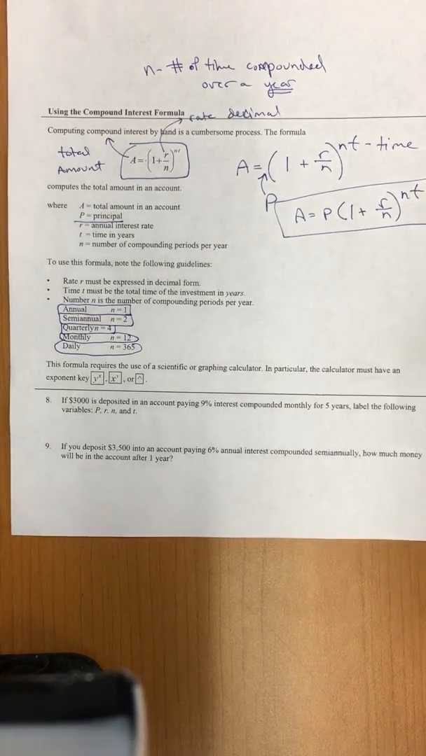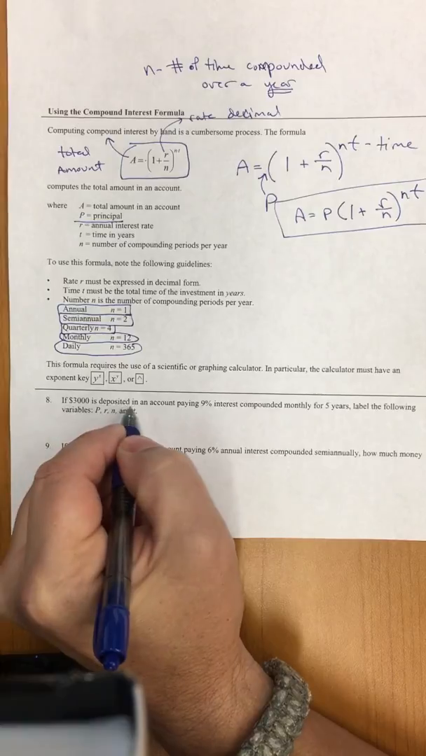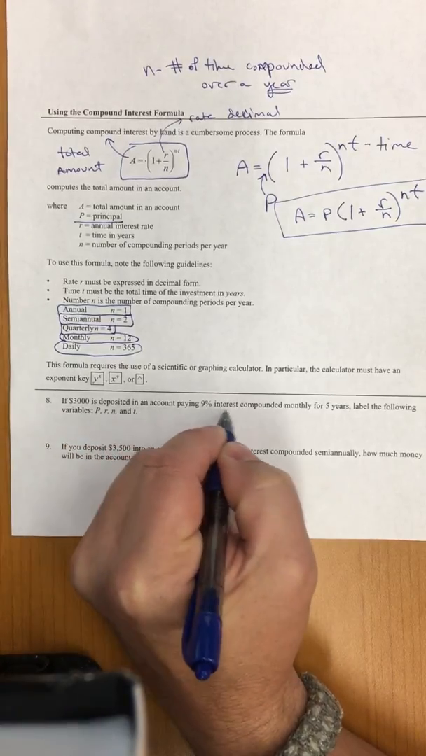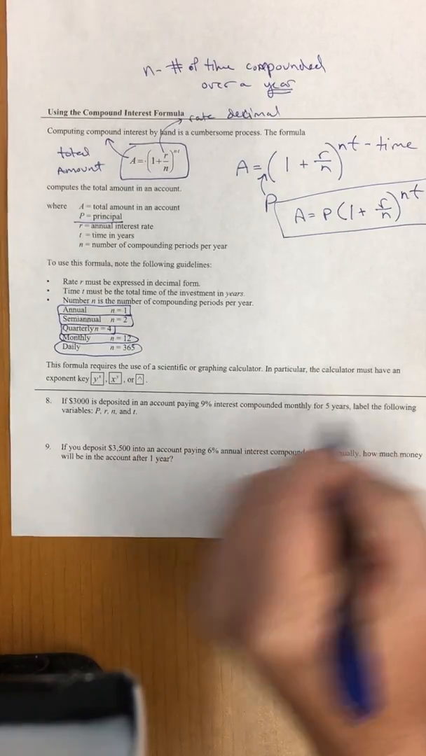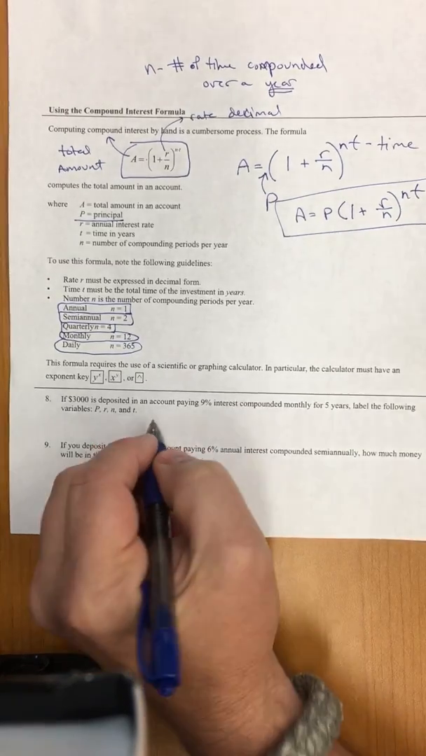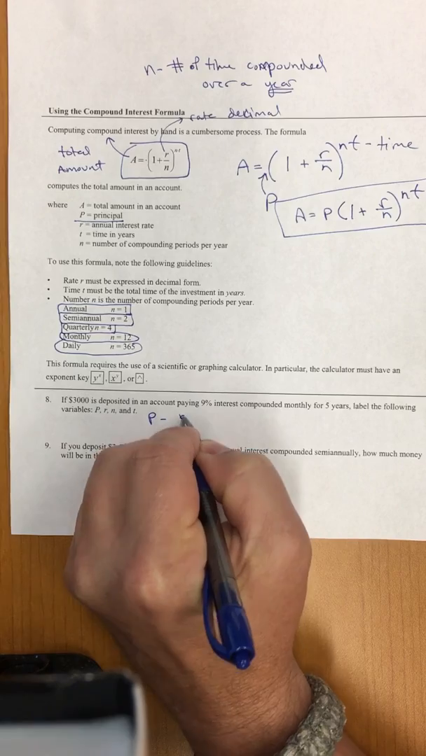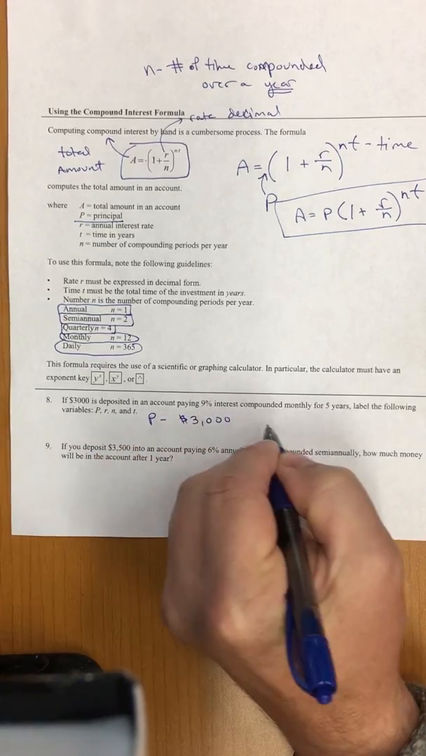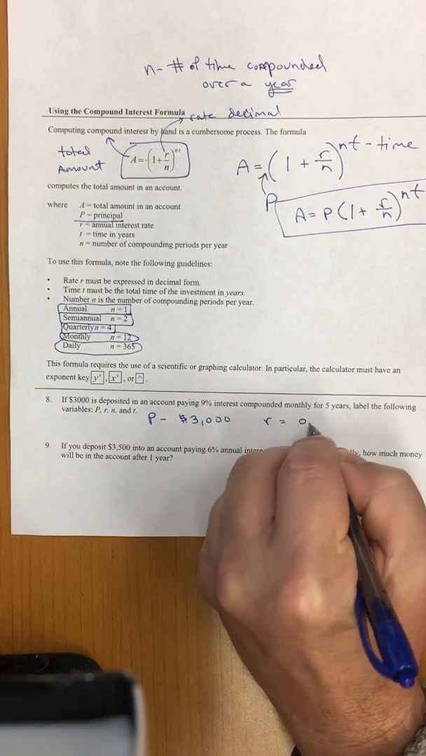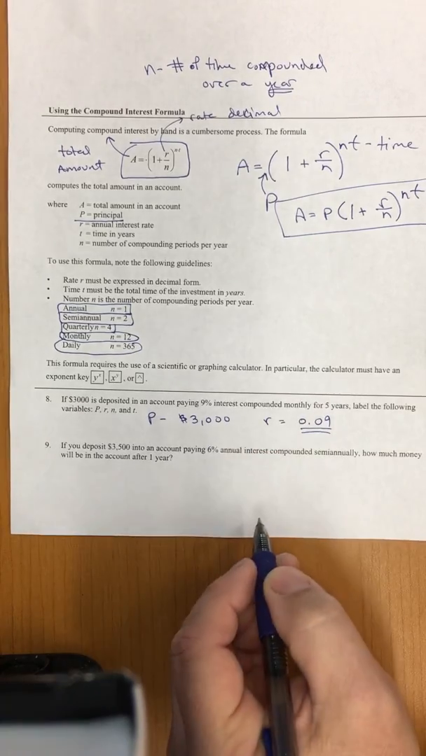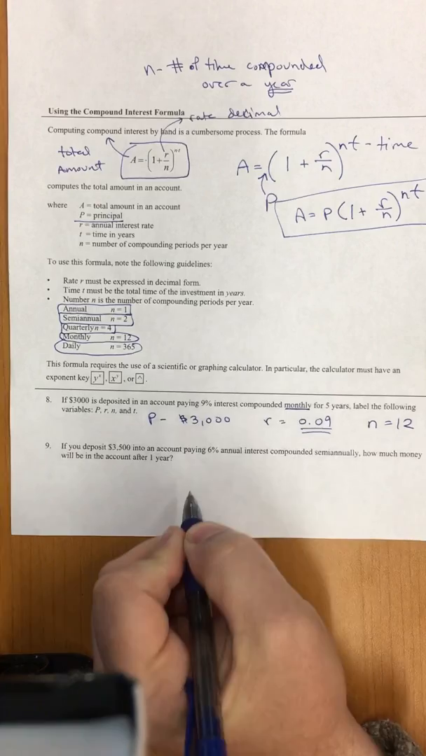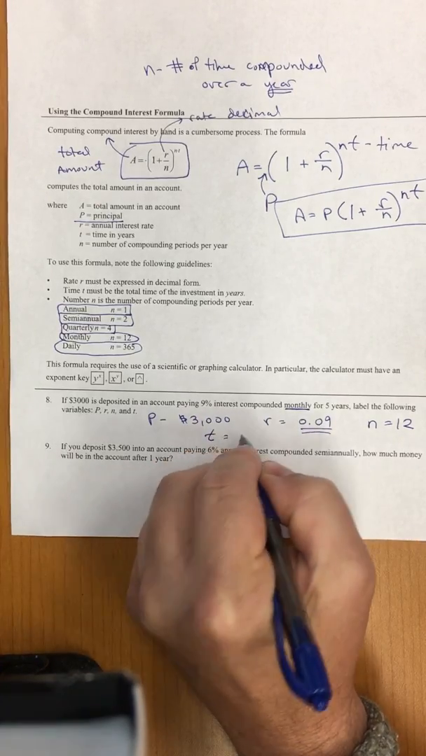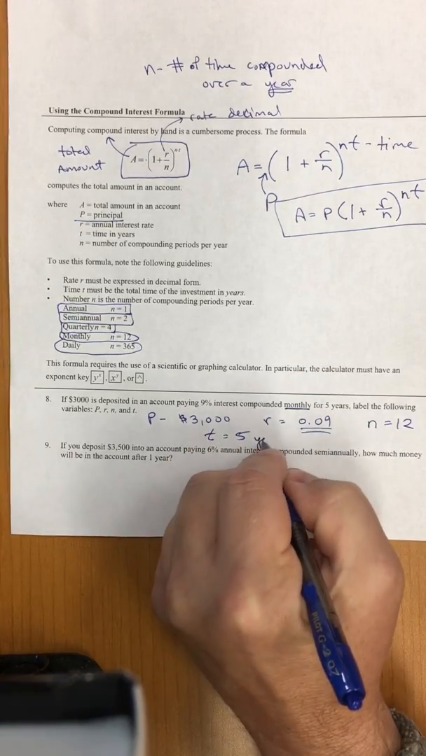All right, let's do a couple examples. If $3,000 is deposited in an account paying 9% interest, yeah, good luck finding 9% interest, compounded monthly for 5 years, label the following things. Principal is your initial amount. Your interest rate is 0.09. Remember, you've got to write that as a decimal. My N value, because it's monthly, is going to be 12, and T is going to be 5 years.